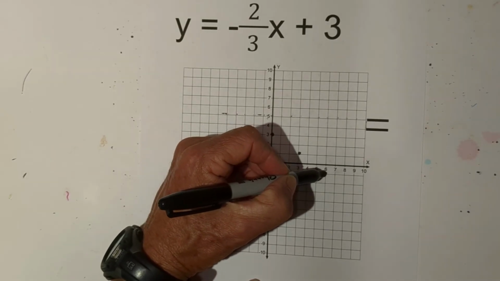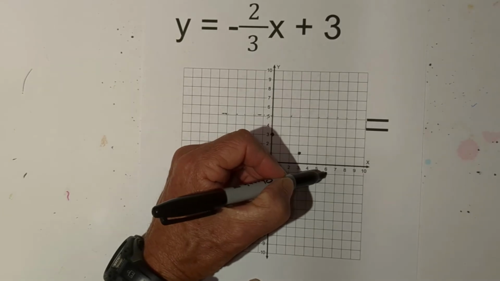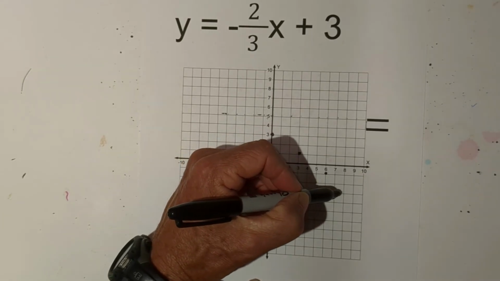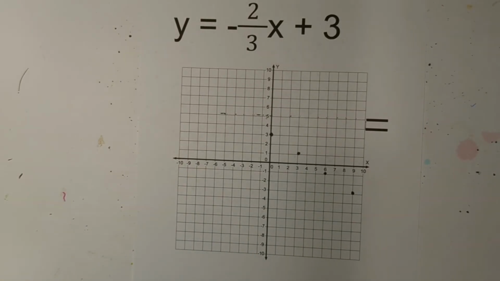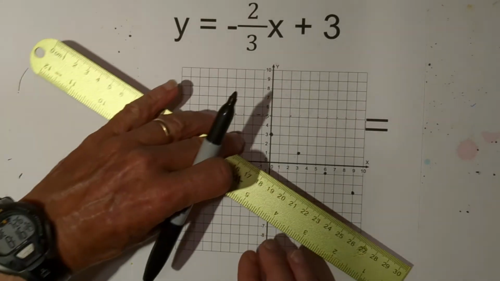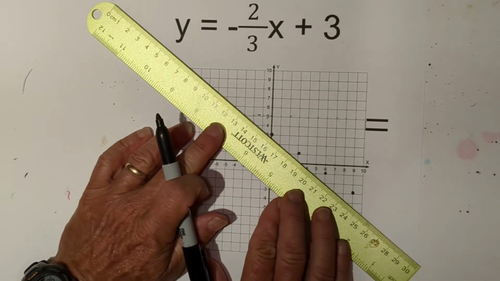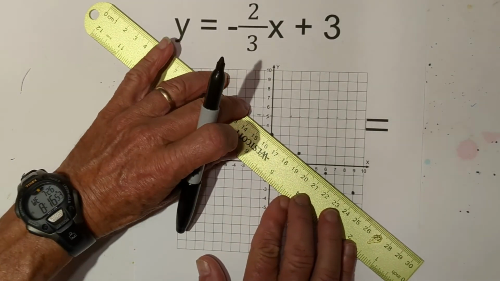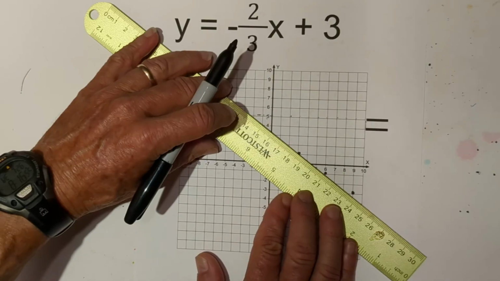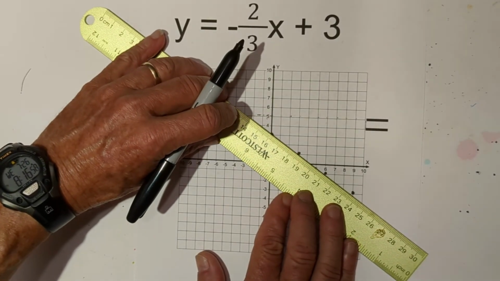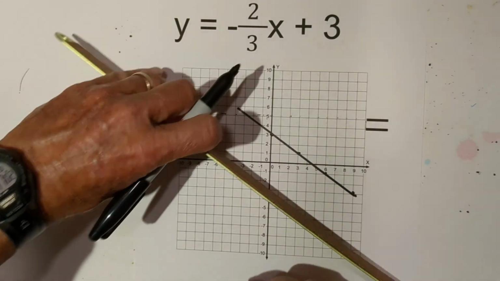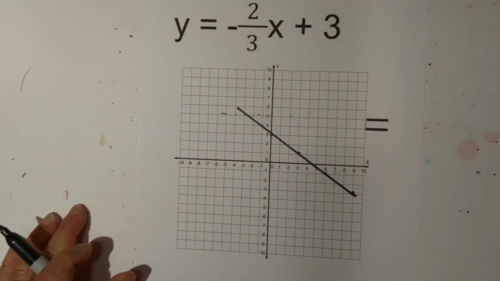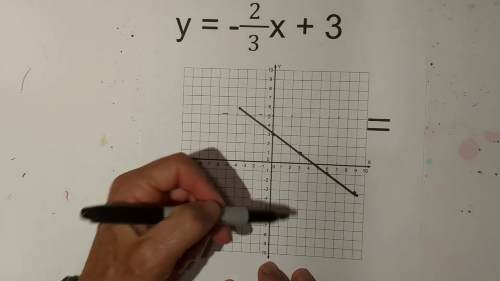1, 2, 3. And we'll repeat one more time. 1, 2, then 1, 2, 3. Okay, so now we will connect the lines, and we will see what it looks like. Let me get it just right. Okay. And here is this, and notice that it's sloping down. It's got negative slope.